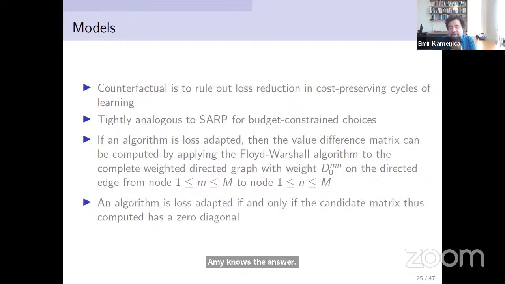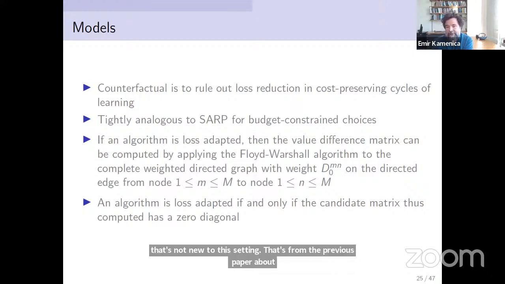Yeah, this is all in the original paper of Caplin and Martin. This is the monotonicity you get for free, zero information you get for free. Anything that's rationalizable is rationalizable with a sensible, meaning monotone, normalized cost function. And again, that's not new to this setting. That's from the previous paper about identifying rational inattention.